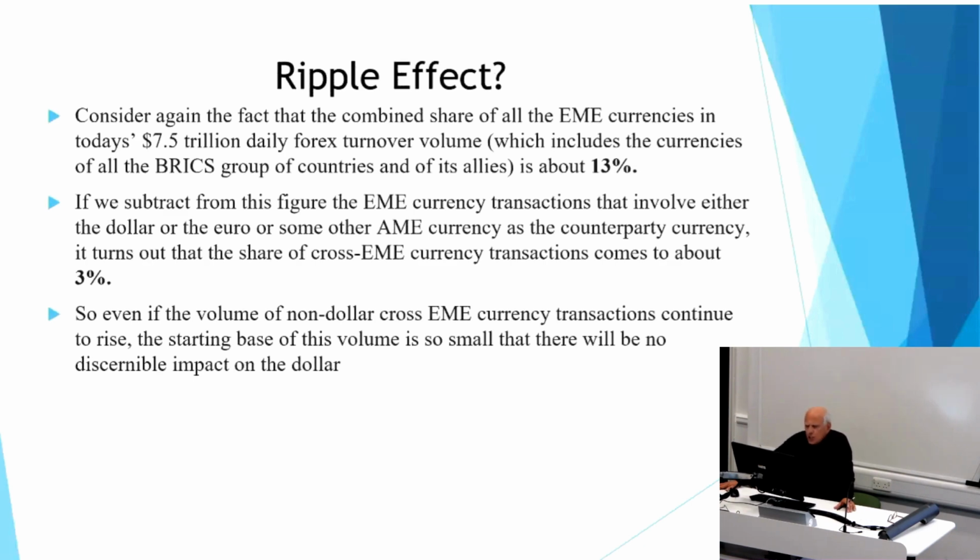Consider again that the combined share of all the emerging market economy currencies, including those of the BRICS groups, their share of daily forex turnover, 7.5 trillion, is 13%. If we subtract from that figure EME currency transactions that involve either the dollar or the euro or some other advanced market economy currency as the counterparty currency, it turns out that the share of all cross-EME currency transactions comes to 3%. 3%. So even if the volume of non-dollar cross-EME currency transactions continues to rise, the starting base of this volume is so small that there will be no discernible impact on the dollar.